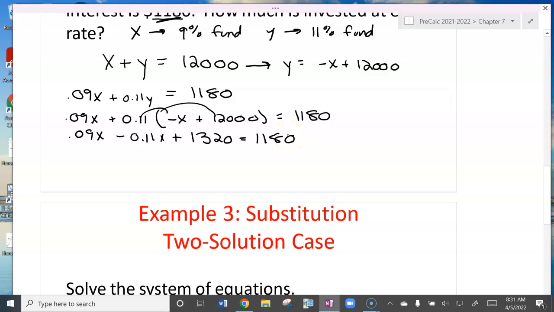Let's combine like terms. So 0.09x minus 0.11x is a negative 0.02x. At the same time, let's subtract 1,320 from both sides. So 1,180 minus 1,320 is a negative 140. And then just divide both sides by negative 0.02. And x equals $7,000.